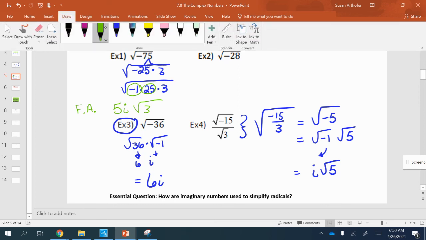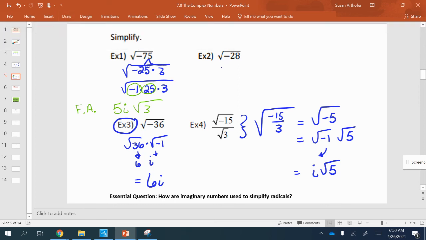Negative 28, we have to break it up. So that can be negative 4 times 7. So what pops out for square root of negative 4? Who's out and who's in? Do you know what to write for square root of negative 4? Hopefully you know square root of 4 is 2. The negative pops out as i, and 7 stays in.